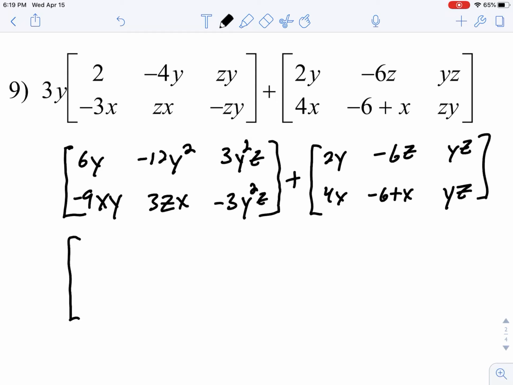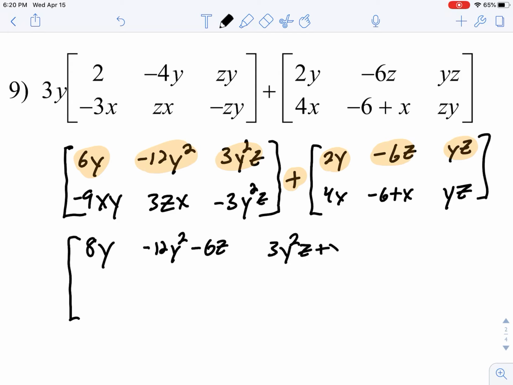I'm just going to give myself a lot of room. This added to that. 6y plus 2y is 8y. This added to that. Well, those are not like terms, so it's going to be negative 12y squared plus negative 6y, which is 6z, so minus 6z. Then I need to do this added to that. And they're almost like terms, but they're not. So 3y squared z plus yz.